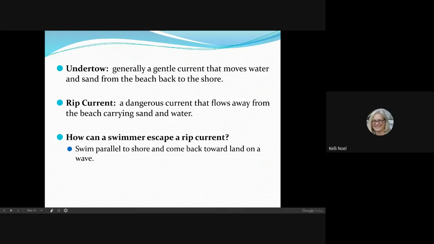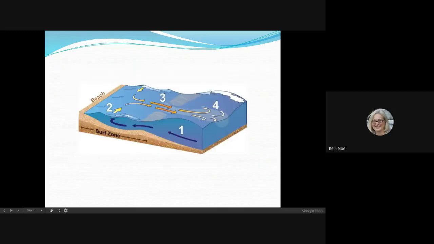Rip currents are dangerous currents that flow away from the beach carrying sand and water. You want to swim parallel to shore if you get in a rip current. If you're not a strong swimmer, you shouldn't be out in water that has the potential to have rip currents.